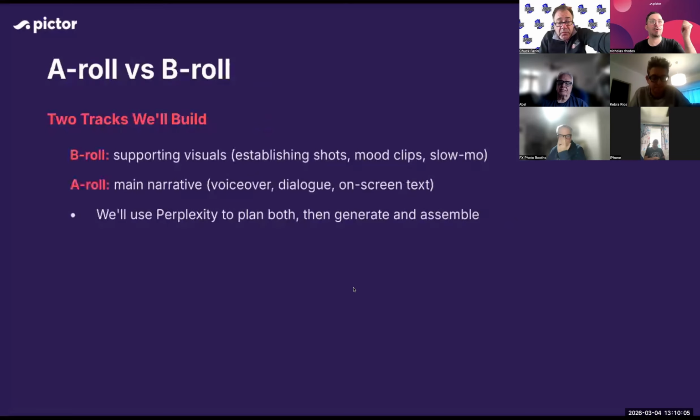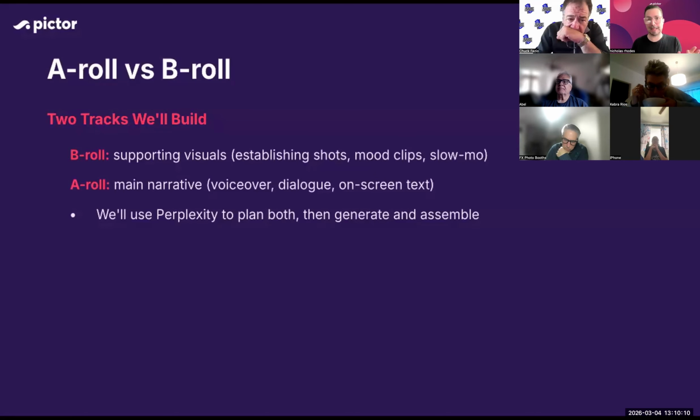So we talked about A-roll and B-roll. I like to get a jump start on these prompts using Perplexity. It's my AI of choice, although recently Claude and Anthropic have really been giving it a run for its money.